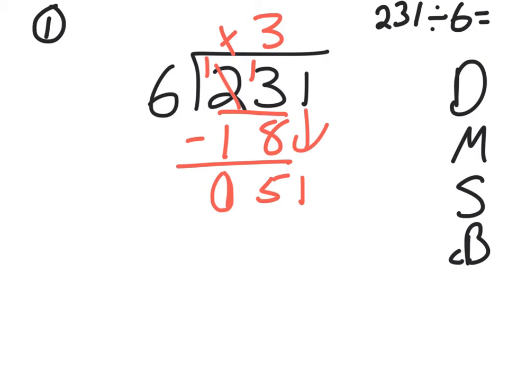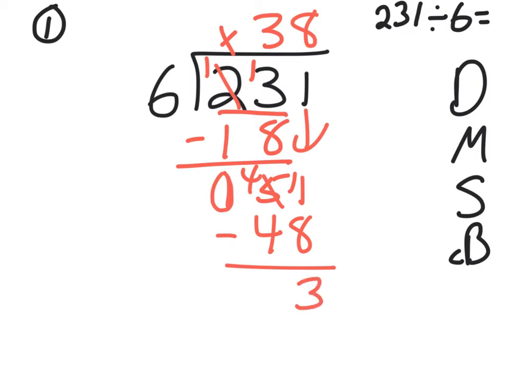Well, 6 times 7 is 42. 6 times 8 is 48. 6 times 9 is 54. That's too big, so we're going to do 8. 8 times 6, multiply, 48. Subtract. Got to borrow again. 5 becomes a 4. 11 minus 8 is 3. 4 minus 4 is 0. Check, 3 is less than 6. There's nothing left to bring down, so I have a remainder of 3.